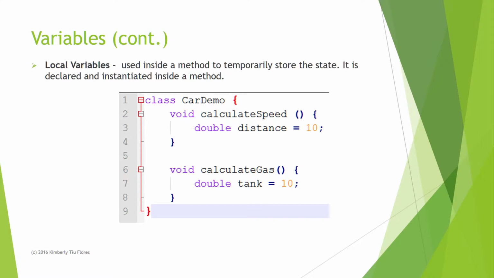Local variables are used inside a method to temporarily store the state. It is similar to declaring an instance variable, and it is declared and instantiated inside a method. A method is declared with open and close braces. It cannot be visible to the rest of the class, only inside the method. In the code example, notice that there are local variables declared and instantiated inside the two methods. The variable distance is invisible to the method calculateSpeed and vice versa.